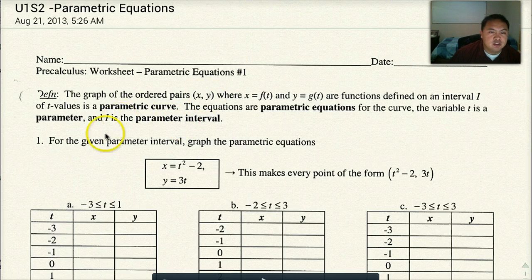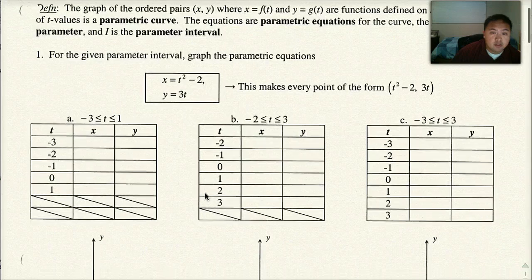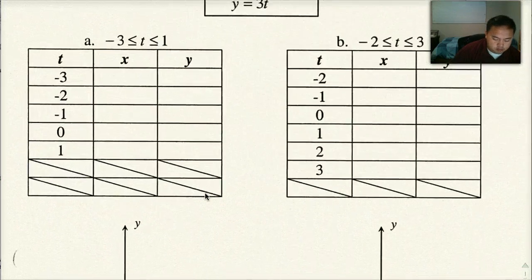So in this first example, it says for the given parameter interval, graph the parametric equations x equals t squared minus 2 and y equals 3t. Really, another way you could write this if you're confused is x and y, but x is t squared minus 2 and y is 3t. So here are a, b, and c. Here are some examples we're going to do, and there's also an interval for us to work with. So luckily we have these tables. We're going to fill them out. So let's start with this first one over here.